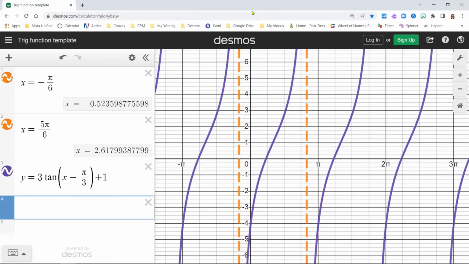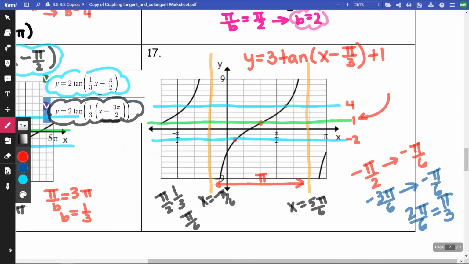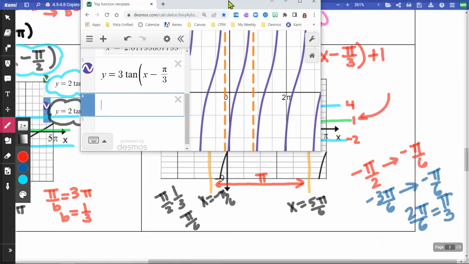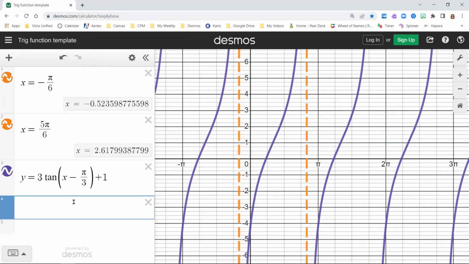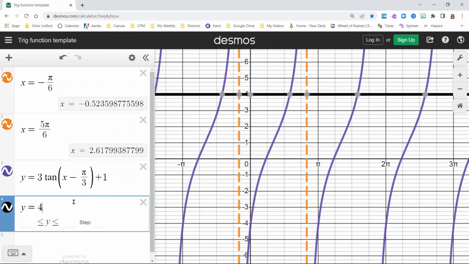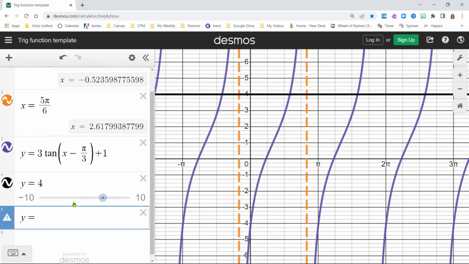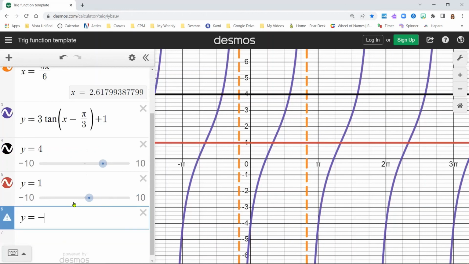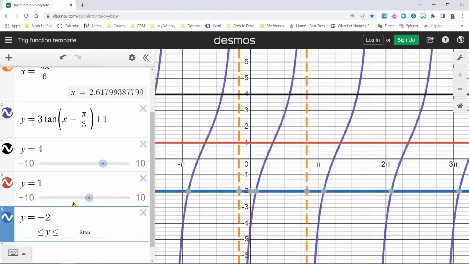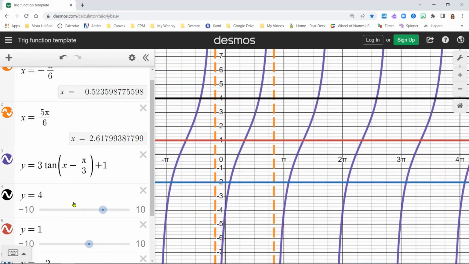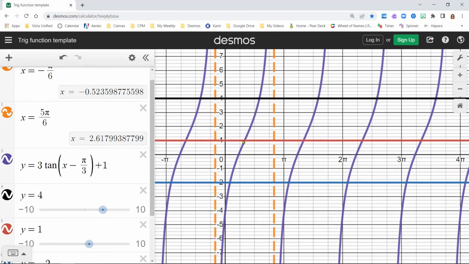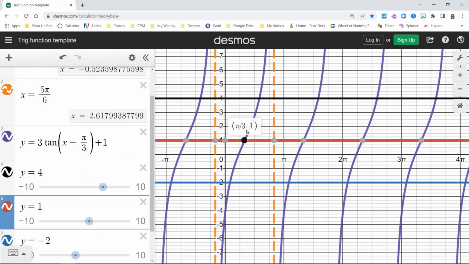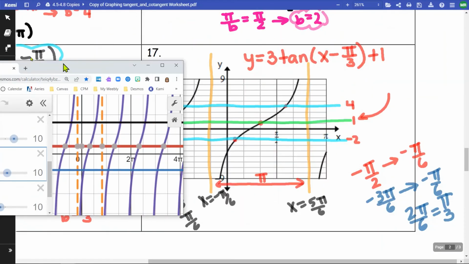Now, if I wanted to double check some of these values, I want to double check the height at 4, the height at 1, the height at -2, just to make sure you're on the right track. You can always do that. Just put in y equal 4, y equal 1, y equal -2. I know I got a lot of lines here, but I'm focusing on these particular ones. So here, this is at pi thirds, comma 1.